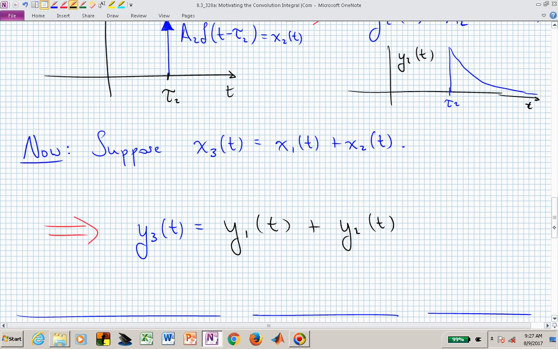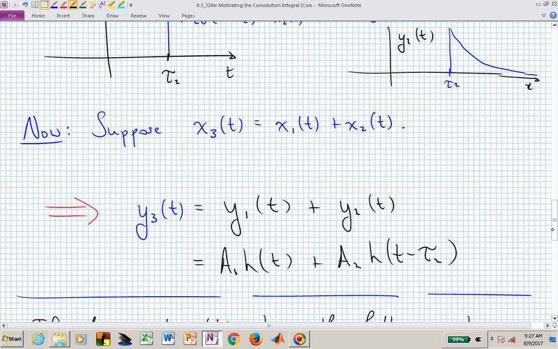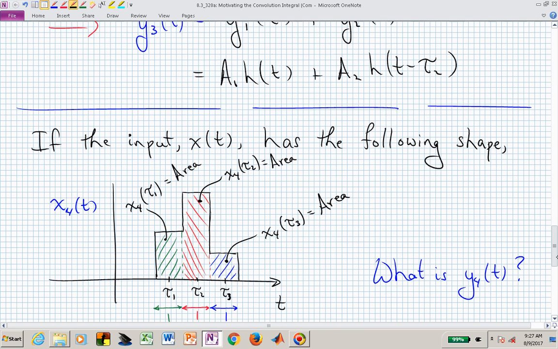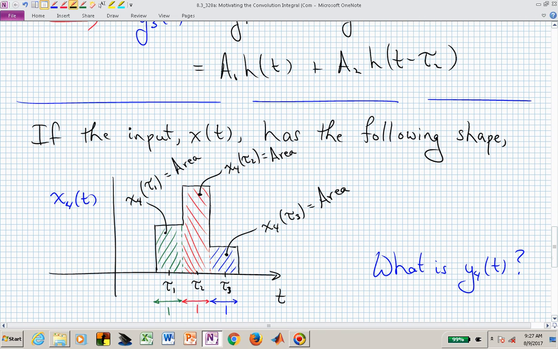So now that's just going to be some a1 h of t plus an a sub 2 h of t minus tau sub 2. Scaled impulses. That's now y sub 3. Let's use that insight to figure out what might happen if we applied a slightly different waveform.